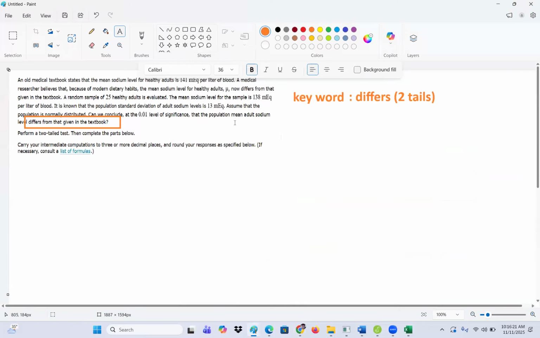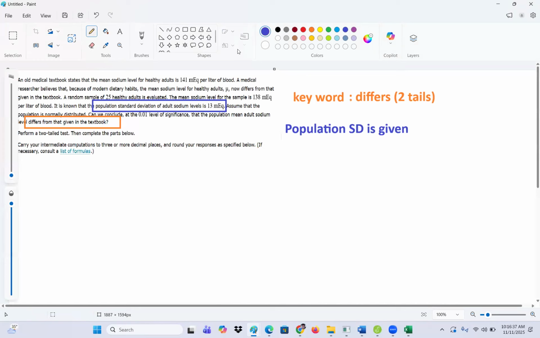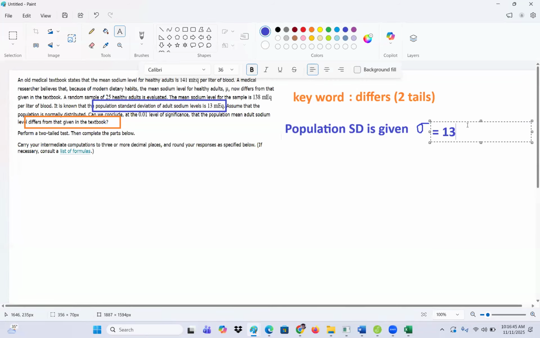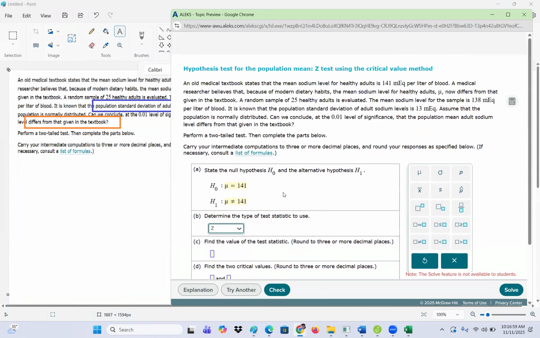Since the question gives the population standard deviation, which is equal to 13, and n is not small, we have to use the z-test, right? Yeah, z-test. Okay, 100%. So we're going to take the z-test.